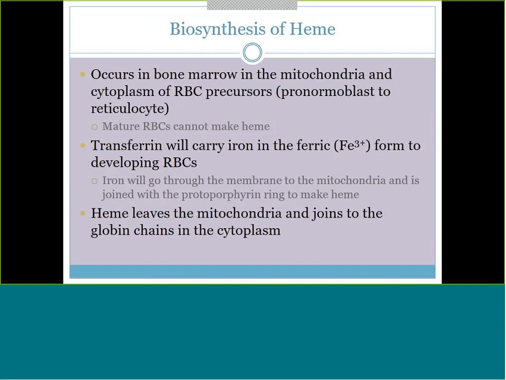tissues. So inside those cells, we are making the heme inside the mitochondria. So in the pronormoblast down through even the reticulocyte stage, it is making heme in the mitochondria. Once it gets to the mature red cell stage, it can't make heme anymore because there are no more mitochondria. They're not there anymore.